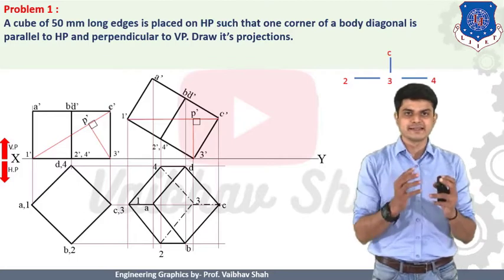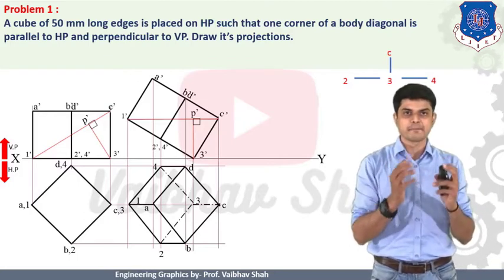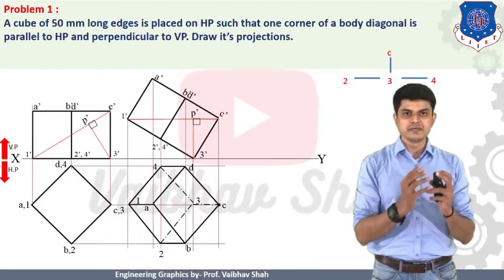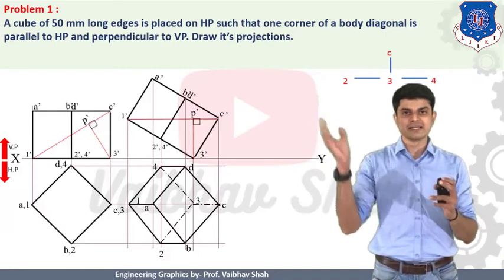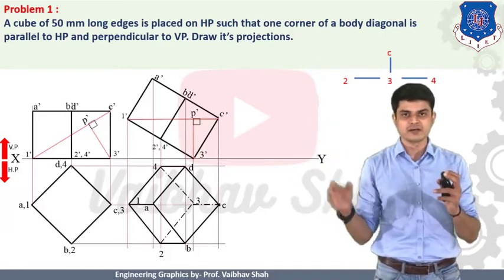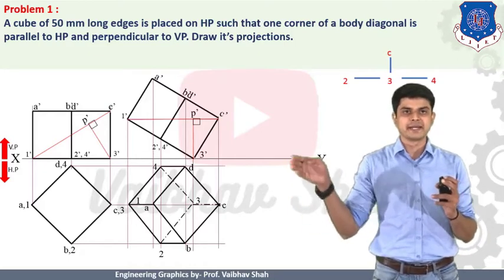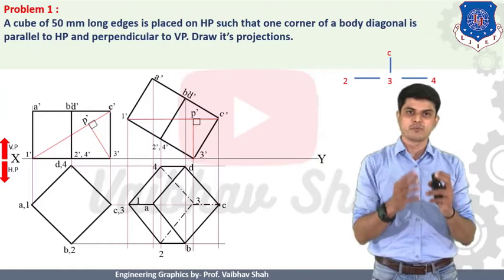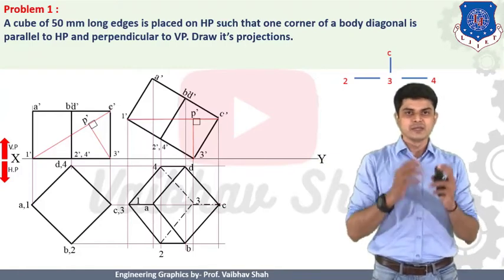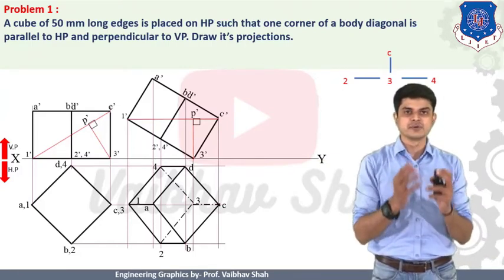So here we see that now the body diagram is perpendicular to VP. So the xy line, above the xy line is your VP. While you are drawing your object in HP, you should put your body diagram perpendicular to this xy line. And if you can put your body diagram perpendicular to the xy line, you can have your final figure generated in the third stage.